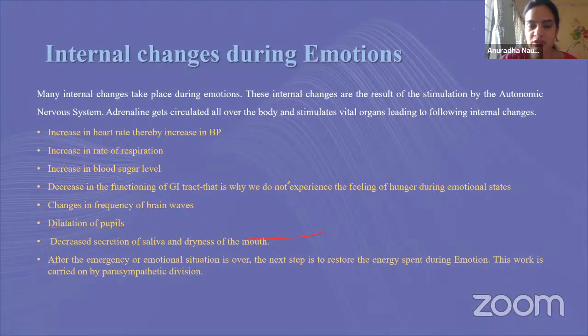After the emergency or emotional situation is over, the next step is to restore the energy spent during emotion. This work is carried out by the parasympathetic nervous system. So whenever we are experiencing any emotion, suppose you're in a stressful situation, you see an animal which you're scared of, and that animal is chasing you, being aggressive, you start running in the other direction. Your sympathetic nervous system would be activated, which is your flight or fight mechanism.